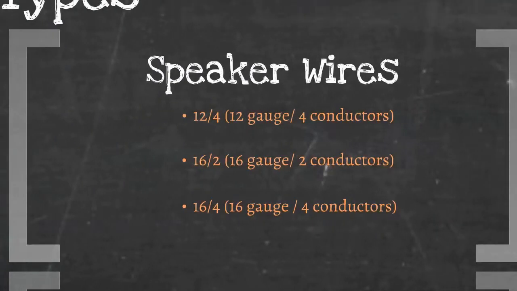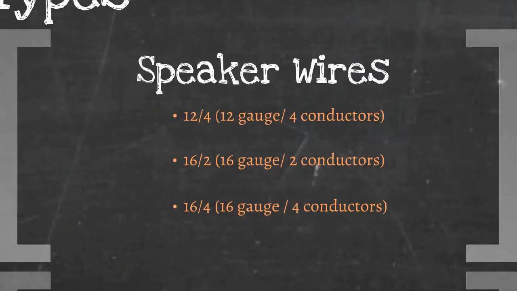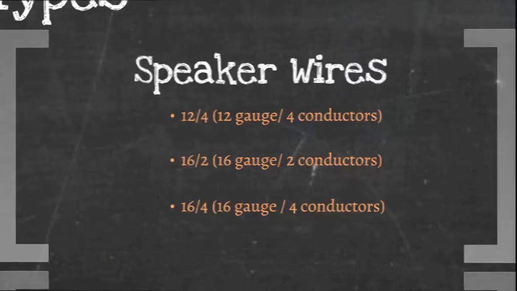Another type of cable you will see at Livewire will be speaker wire. Speaker wires are labeled with their gauge and the number of conductors they have. At Livewire, you'll most likely use either 12-4, 16-2, or 16-4 speaker wire. The thickness of a wire's conductive copper bundle is identified as its gauge. The lower the gauge, the thicker the wire, and the better its capacity to pass the amplified signal.